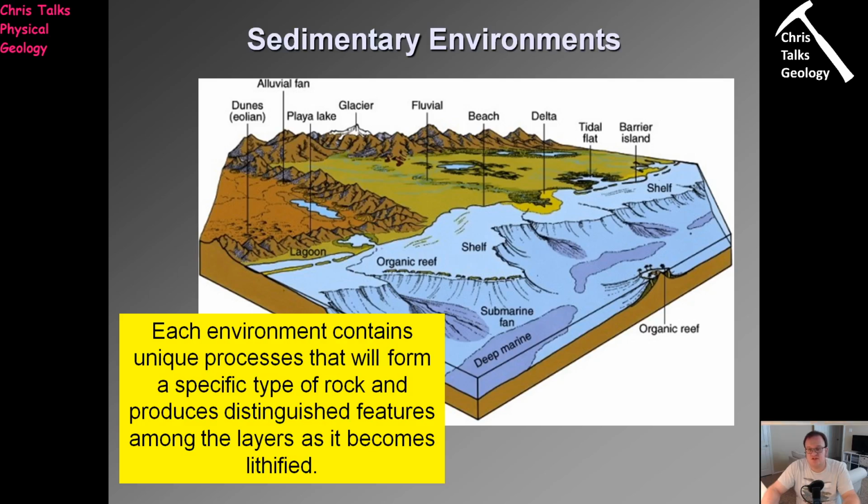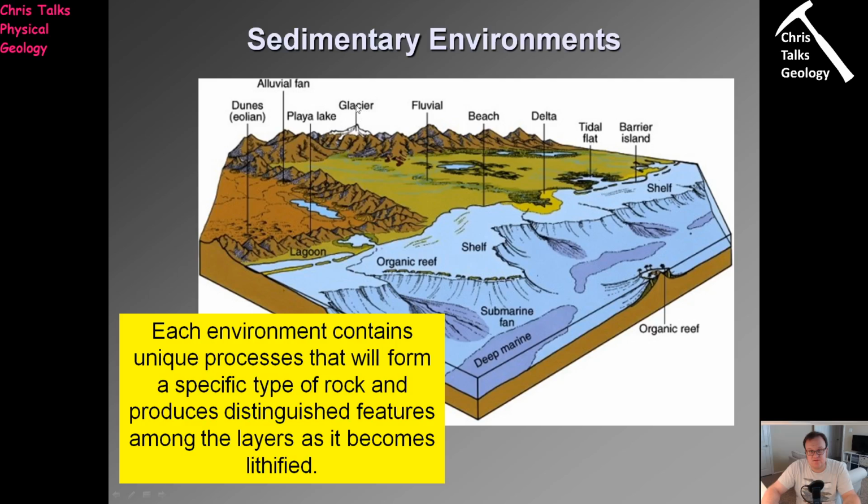Okay, so sedimentary environments. The thing we need to remember is that each environment contains unique processes that will form a specific type of rock and produce distinguishing features among the layers as it becomes lithified. So as you can see on this diagram, we have several different environments. We've got aeolian environments, so desert environments essentially. We have alluvial fans. They occur along the high ground, along the margins of desert basins. We have playa lake environments. Those are short-term bodies of water that typically evaporate away in desert environments.